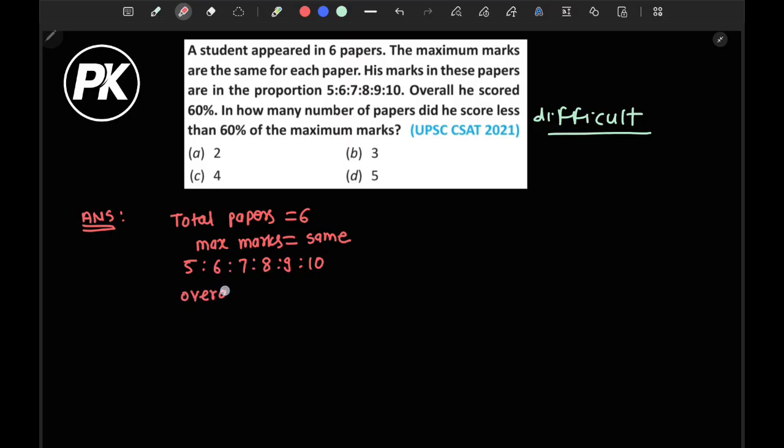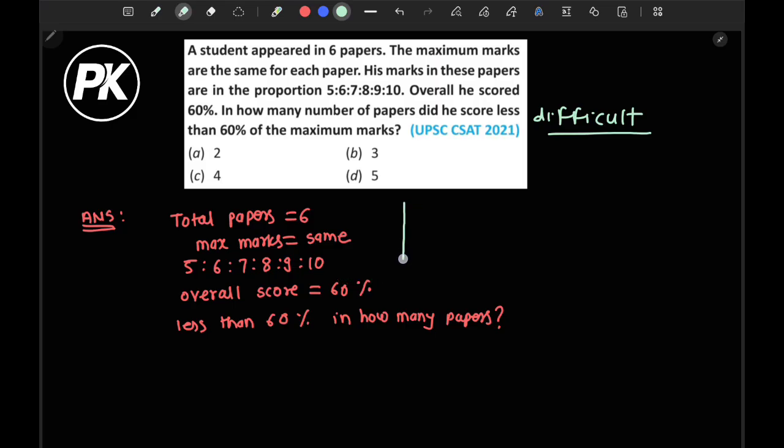So the overall score is 60 percent. Then in how many papers did he score less than 60%? So that we have to find out. I have just written the basic information given in the problem. While reading only, I'll draft this information so that for solving the problem it will be very easy for me.